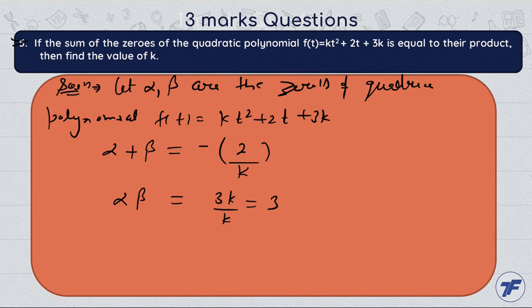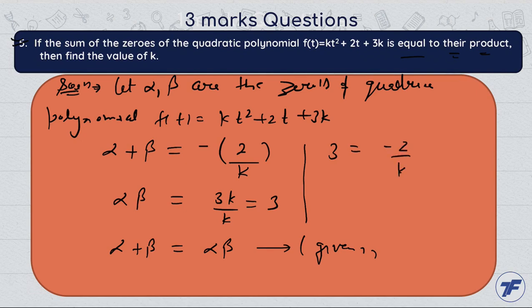the sum of the zeros of the quadratic polynomial is equal to their product, that is alpha plus beta equals alpha beta, it is given. Okay, now apply this condition, that is 3 equals minus 2/k. Now the value of k is minus 2/3.